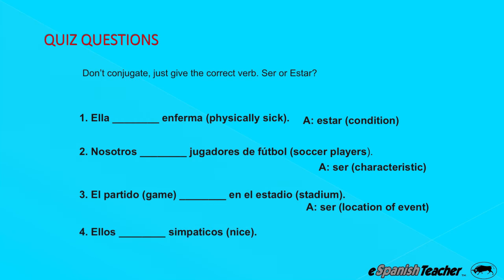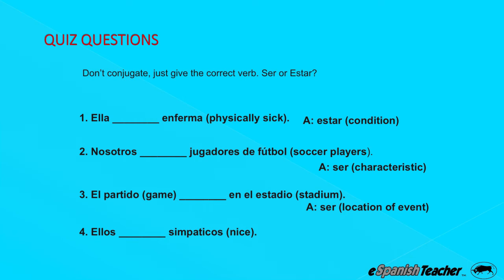And finally, ellos blank simpáticos. Simpáticos means nice. So they are nice. That's essentially what we're saying here. You have to ask yourself, is being nice a characteristic or is it a condition? That's really what this boils down to.